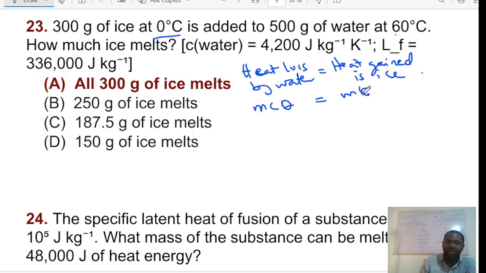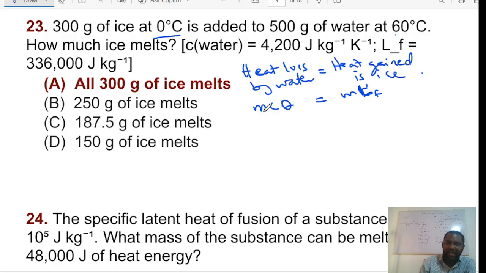And the heat gained by ice is, oh no, in this case it's going to be ml, because if you notice, the heat energy supplied was just enough to melt the ice. There was no change in temperature, so we use ml. Please don't forget this. The only time you use mc theta is when there is a change in temperature. But when there is no change in temperature, there is only a change of phase. Temperature does not change. We use ml. I hope that makes sense.